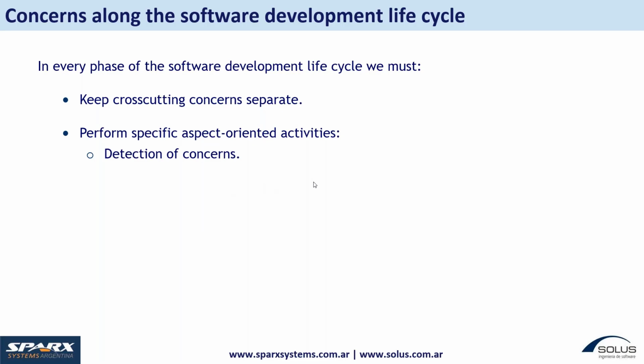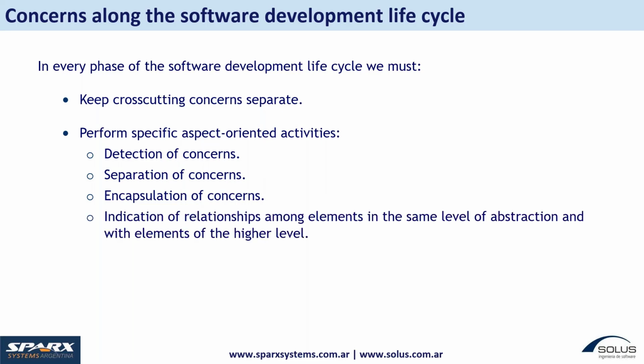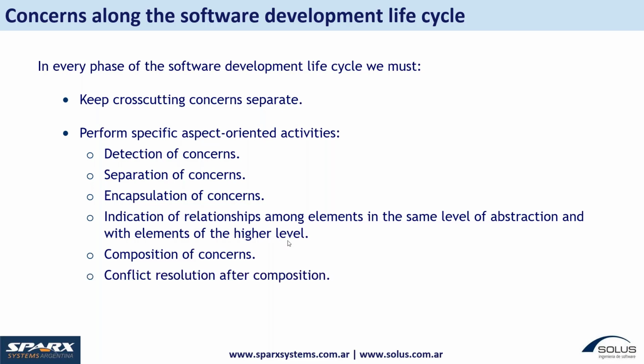we have to detect concerns, we have to separate them, we have to encapsulate them, we have to indicate the relationships among elements, because we have to compose all the separated elements into composed ones. We have to include the mechanisms to perform the composition, and maybe some functionalities to solve conflicts that in some cases we can face after composition.